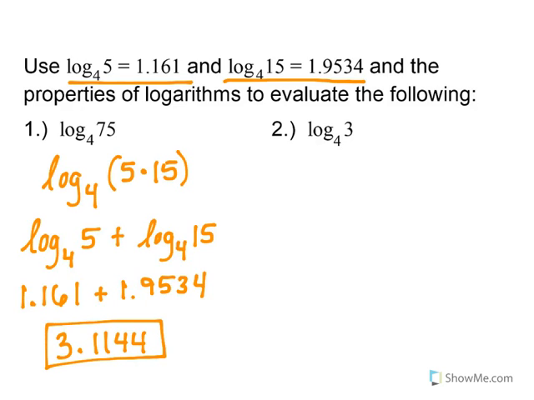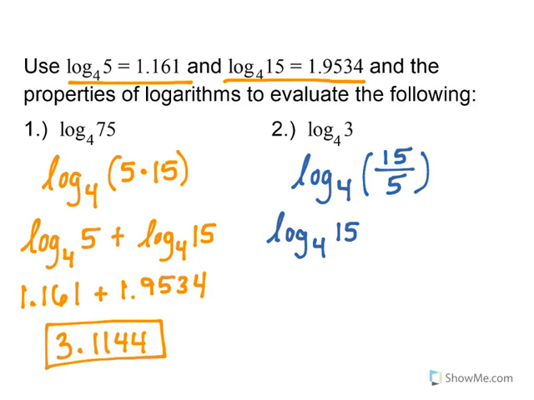Okay. So now I've got to figure out how I can use the same 5 and 15 to get down to a value of 3. When I'm looking at log base 4 of 3, I need to find a way to come up with 3. Well, 3 is the same thing as 15 divided by 5, so I can split this using the division property. So log base 4 of 15 minus log base 4 of 5. And again, those were the two values provided to us.